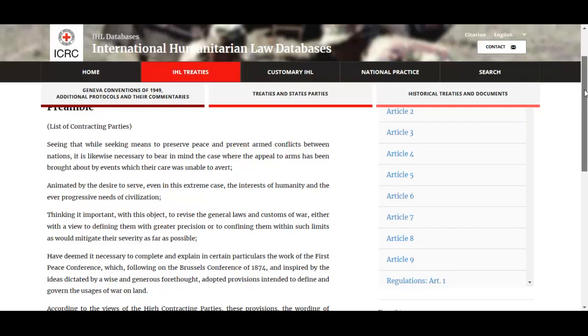But let's read through what they call the preamble, and you'll be able to look and see what's different. So, considering that while seeking means to preserve peace and prevent armed conflicts between nations, it is likewise necessary to bear in mind the case where an appeal to arms may be brought about by events beyond their responsibility to control.